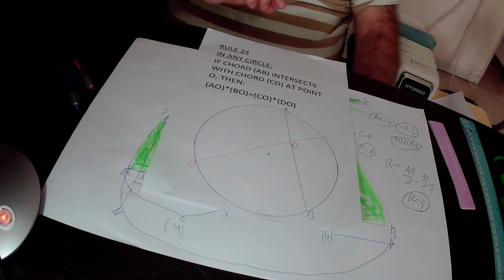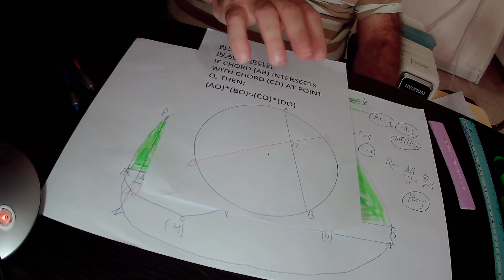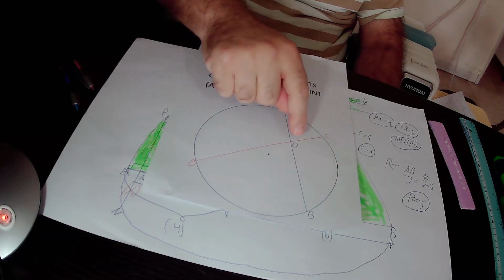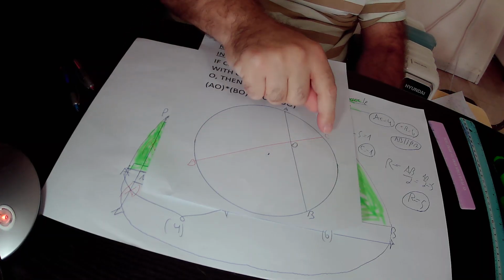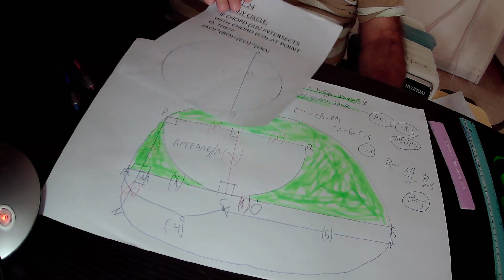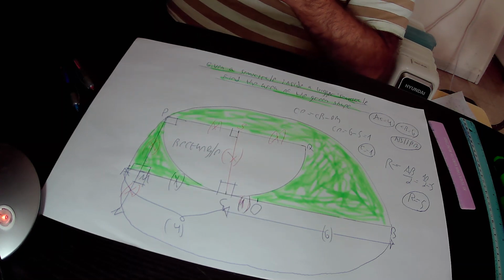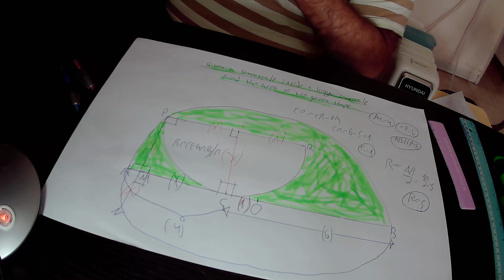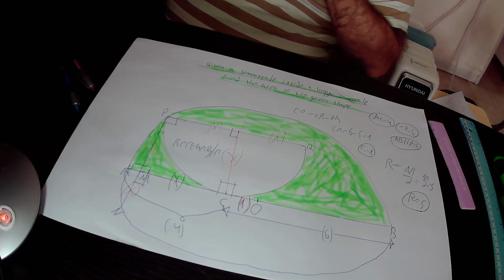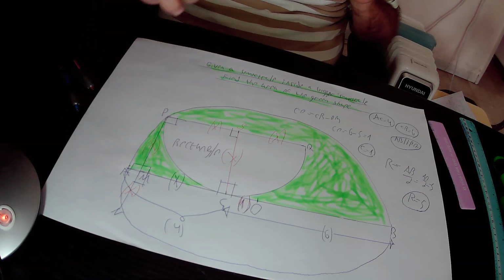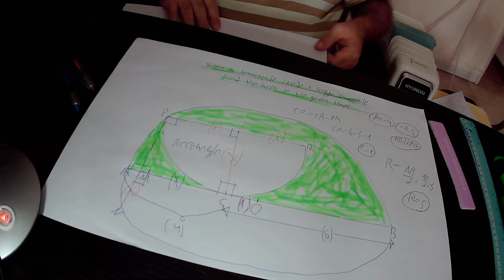So in this domain, whenever we have two chords that intersect with each other, the following equation is true: AO times OB equals CO times OD. So we can implement rule 24 in our domain. As I already mentioned, we have chord AB that intersects with chord PN at point M.